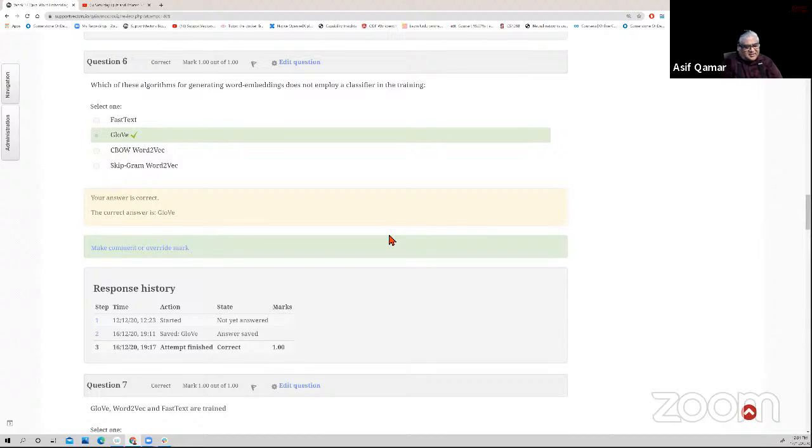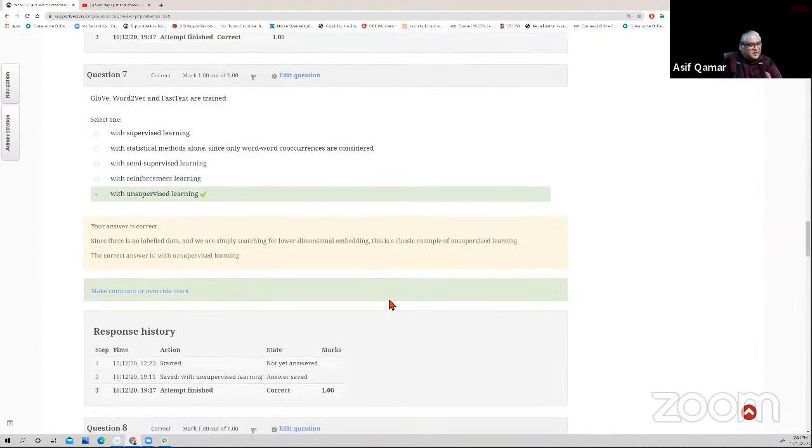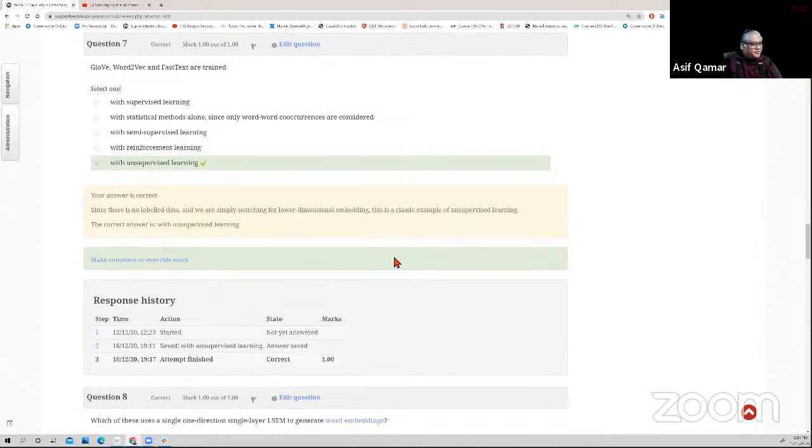GloVe does not have that. GloVe just works off the probabilities, global probabilities, sort of. I hope if you go back and see the details of my explaining GloVe, it will become clear. GloVe, Word2Vec, and FastText are trained with, well, this is a question: supervised learning, statistical methods alone? Well, that's not true. You do use a neural net. With semi-supervised learning, with reinforcement learning, with unsupervised. So the answer is unsupervised.